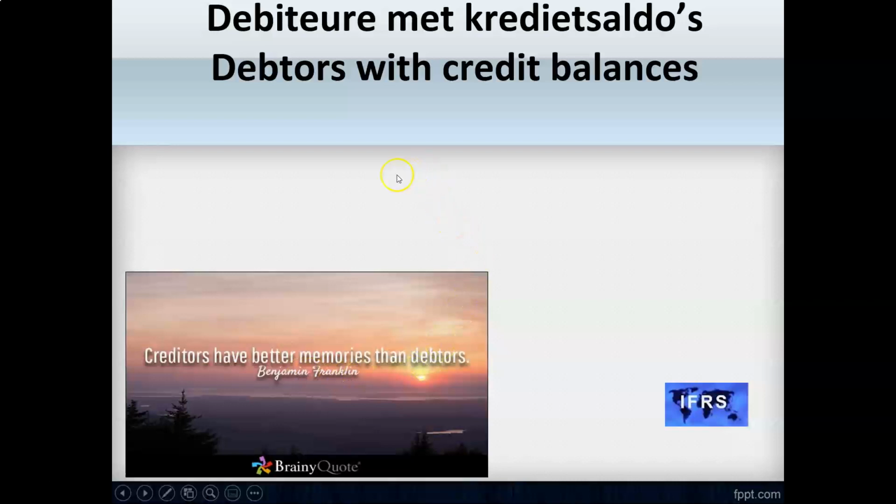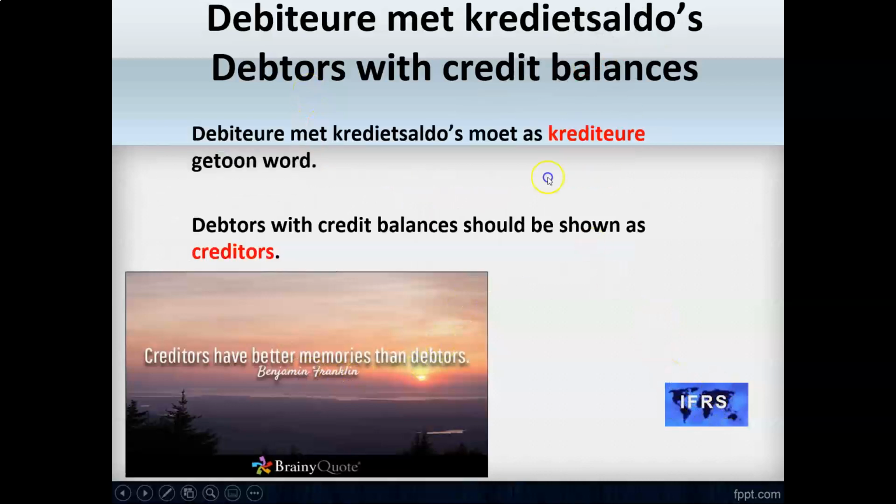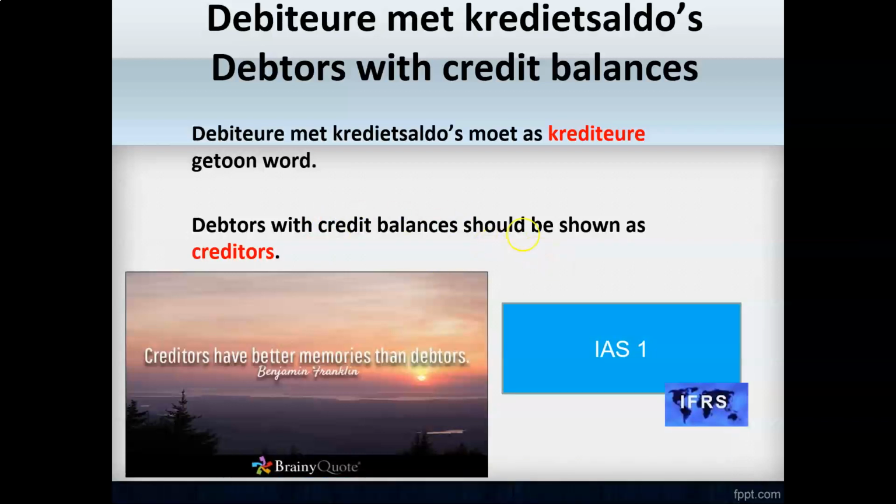Look at this one. Creditors have much better memories than debtors, and that's a fact of life. Now, according to IFRS and IAS, once a debtor has a credit balance, what does it mean? It means that that debtor no longer owes the entity any money, because it's a credit balance now. It means that the entity now owes the debtor some money. So if that is the case, those debtors with credit balances should be shown as creditors in the statement of financial position. So I will remove their balance out of the debtors book and transfer it to a creditors account in the creditors ledger. And that is prescribed by IAS 1.